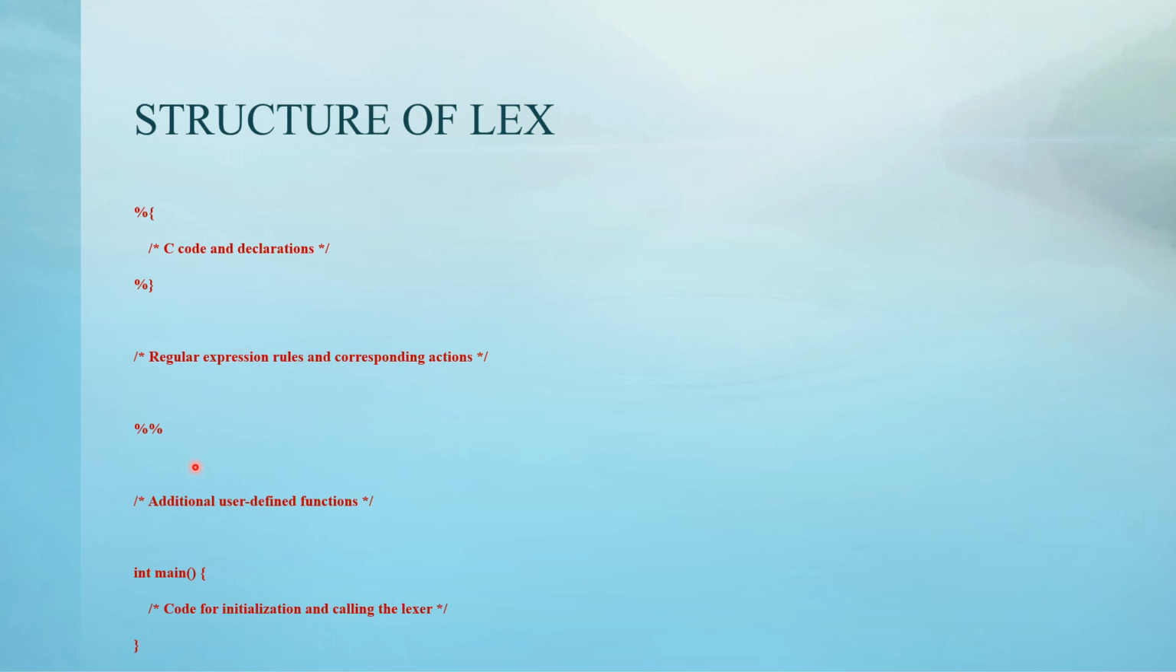Next, regular expressions, rules and corresponding actions. The second one is the rule section, where regular expressions, rules and corresponding actions are specified. In this section, we can define rules for recognizing patterns in the input stream using regular expressions. Each rule consists of a regular expression pattern followed by an action in C code, which will be executed when the pattern is matched. The syntax for a rule is pattern action.